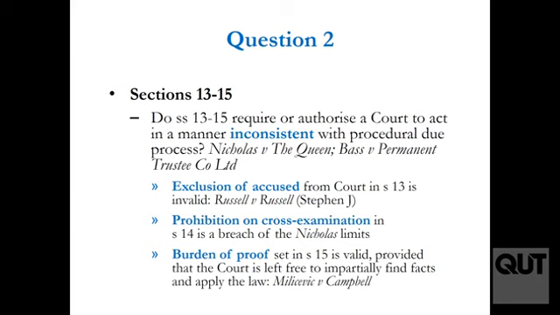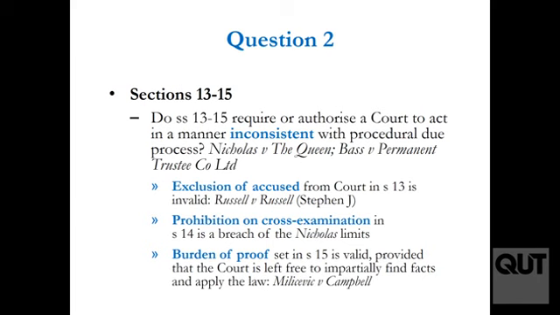So the main issue, as I've reproduced on the slide for you, the main issue we need to work out is whether sections 13 to 15 require or authorise a court to act in a manner that is inconsistent with procedural due process, which means you need to have a look at the statement of Justice Gaudron in Nicholas and the Queen, which was adopted by the majority of the court in Bass and Permanent Trustee Co. I don't have time to go through these cases, but they're extracted at pages 438 to 9 of your textbook.